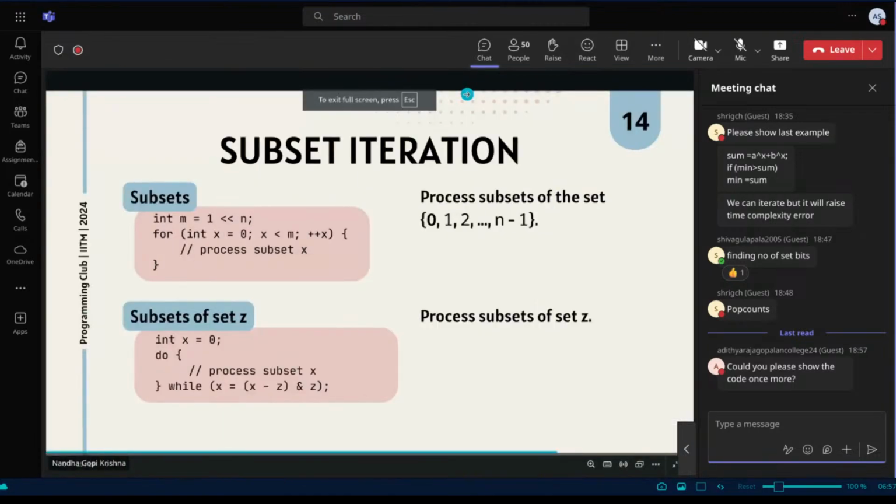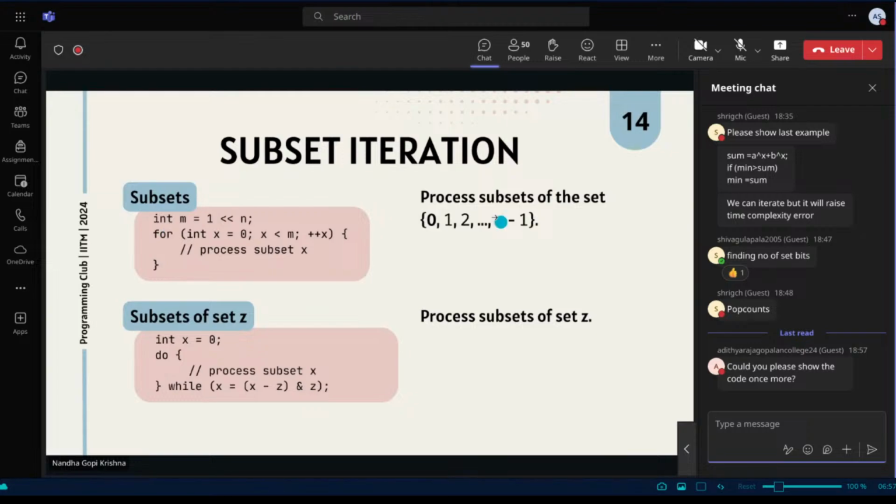I'll repeat it once again. If you want to iterate through the subsets of a set containing n elements, you can do it like so. If you want to iterate through a particular set, then you do it in this way. They go through the subsets in order, first in cardinality. If the cardinality of the subsets is the same, then it goes through lexicographically.